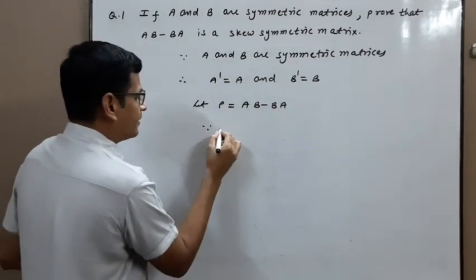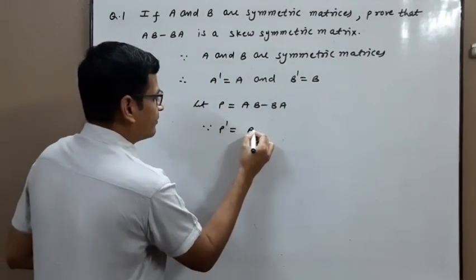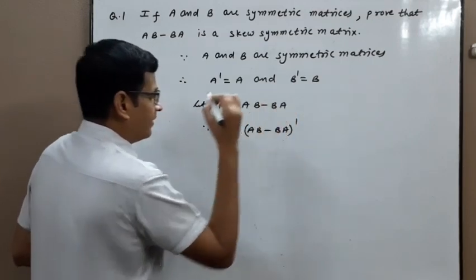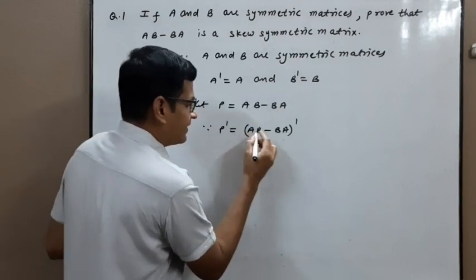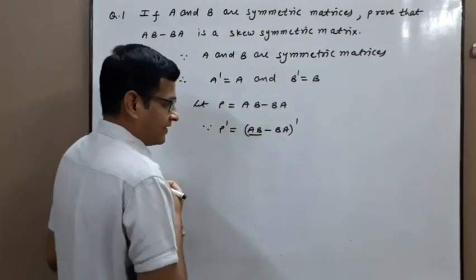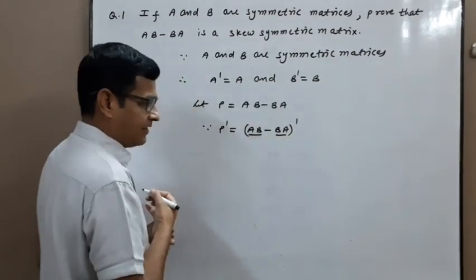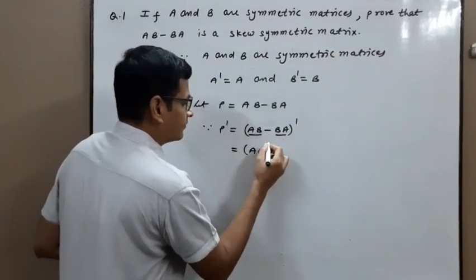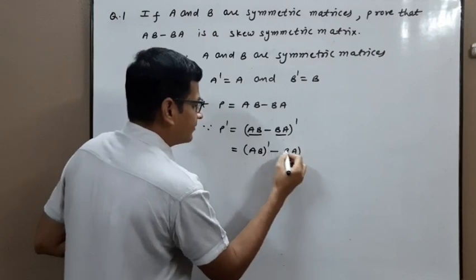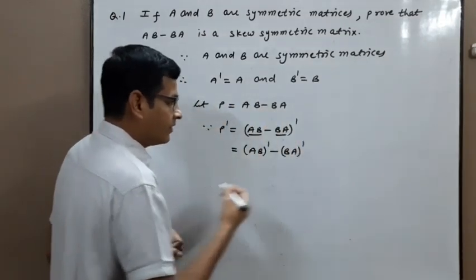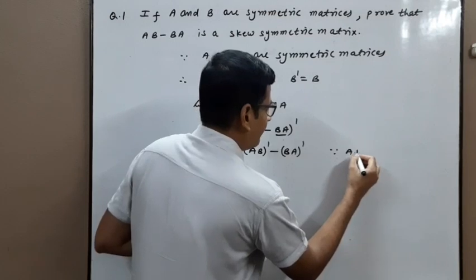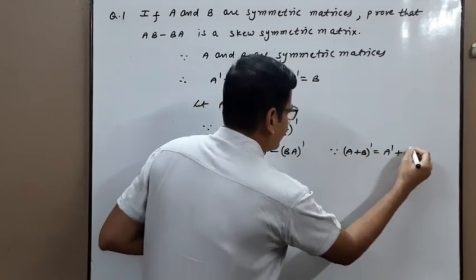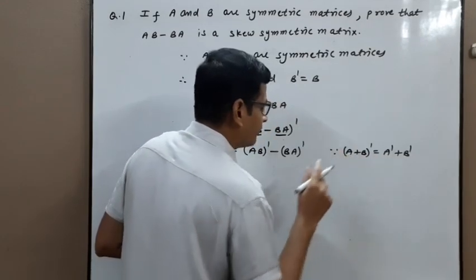Since P transpose means the transpose of (AB minus BA), let us consider AB as a single matrix and BA as a single matrix. So apply the formula: (AB) dash minus (BA) dash. This formula, (A plus B) transpose is equal to A transpose plus B transpose, is applicable for both plus and minus sign.